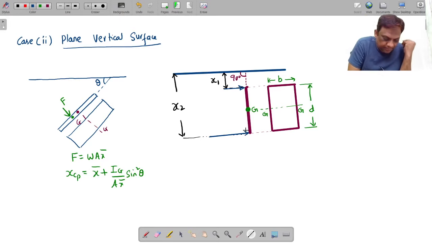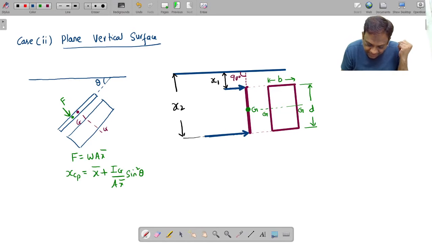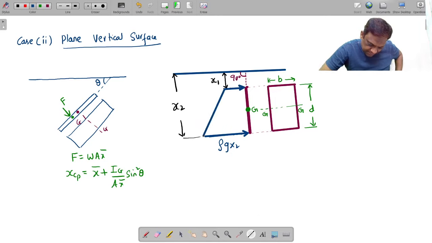What will be the pressure here? It will be rho g x1. The depth is x1, so it will be rho g x1. What will be the pressure here? The depth is x2, so it will be rho g x2. And how is the pressure varying? Linearly. So the pressure is increasing with the depth.